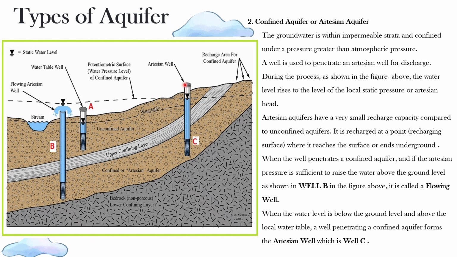You can see here an artesian well, and here also an artesian well, with the piezometric level shown. If the pressure is strong enough to push the water above the ground, the well becomes a flowing artesian well. This one is the flowing artesian well, where the level is crossed above the ground. We can see that at B. If the water rises but stays below the ground level, then the well is simply called an artesian well, like well C. Since recharge occurs far away at elevated regions, confined aquifers generally have very low natural recharge capacity compared to unconfined aquifers.